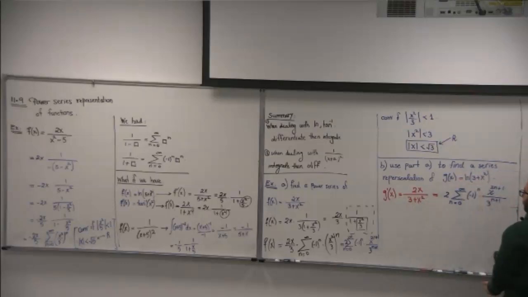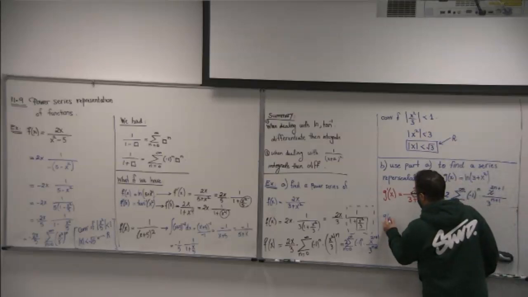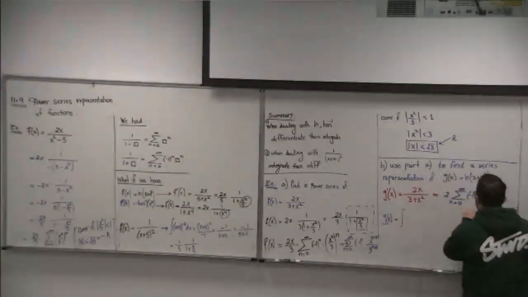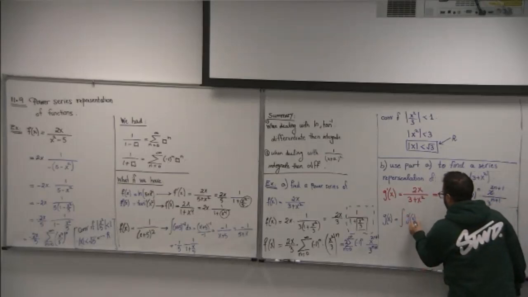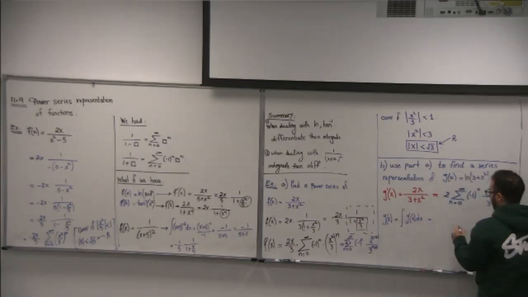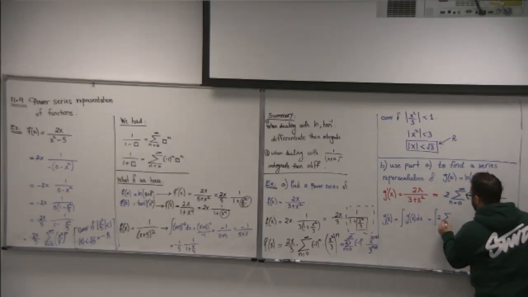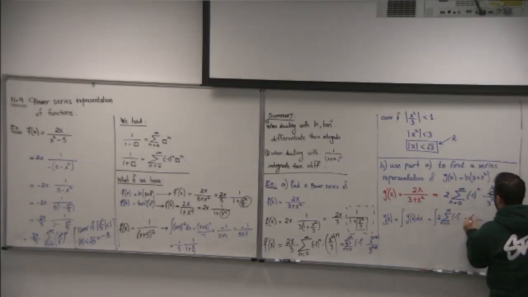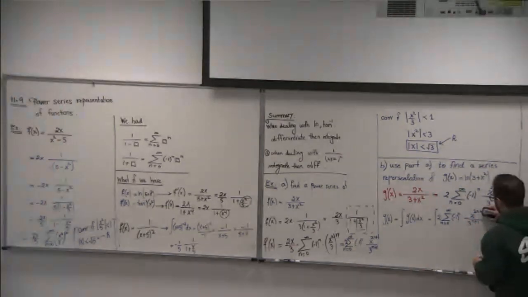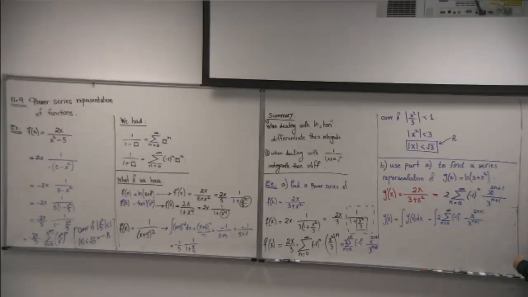How to find the series expansion of g? I have to integrate both sides. So g is simply the integration of g prime, which is the integration of 2 times the series, plus 1, dx. Since we're doing an integration, someone might ask me, this is very scary.